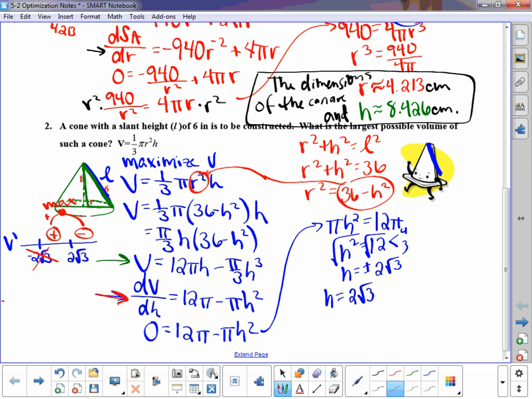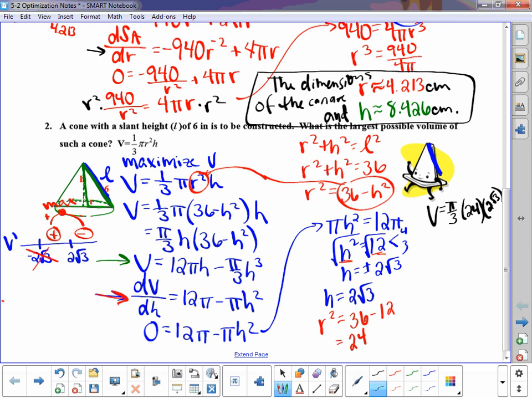So let's go ahead with this one. So r squared then would be 36 minus, what is h squared? Yeah, just 12. So work smarter, not harder. We simplified here, but look, h squared was just 12. So we get r squared is actually 24. And then our volume equation is not bad. So we have pi over 3 times r squared, which is 24, times my height, which is 2 root 3.